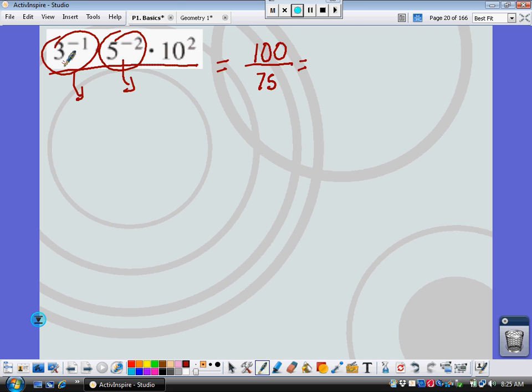But again, 3 to the negative 1 became 3. 5 to the negative 2 became 5 to the positive 2, which is 25. So now you have 3 times 25 on bottom, or 75. Reduce your fractions. Divide top by 25, divide bottom by 25. That would be 4/3.